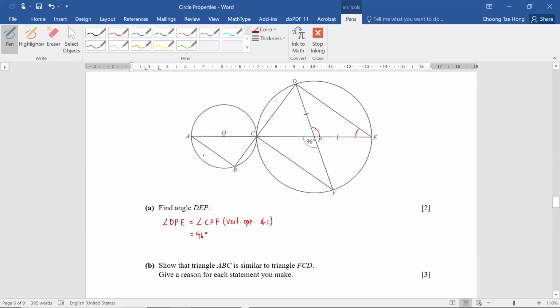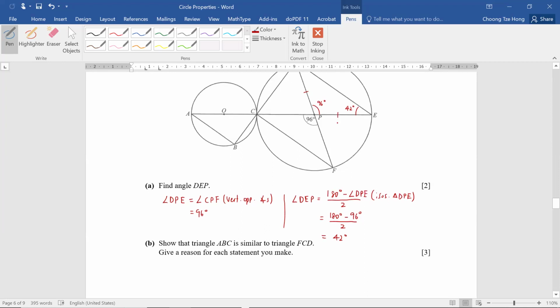Then for angle DEP we'll just use the isosceles triangle. So angle DEP will be 180 degrees minus angle DPE, and then we divide by 2. So we'll get 180 degrees minus 96 degrees over 2, which is 42 degrees. The reason will be isosceles triangle DPE. Over here we can fill in this angle already. This is 42 and this is 96 degrees. Just like this we get part A.